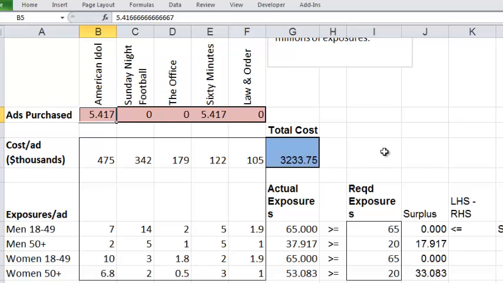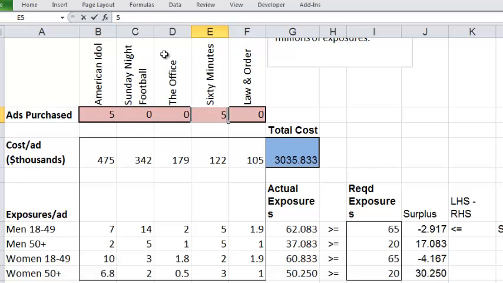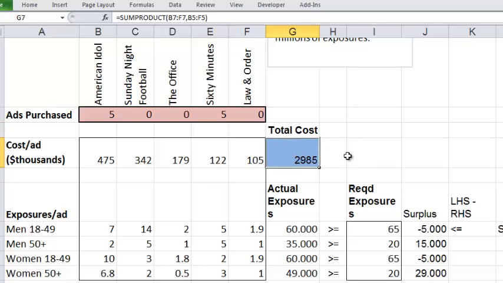Okay, well, what if I just round the values? So 5.417, rounding it will give us 5, and this also will give us 5. Okay, so how about that? So the total cost is now $29.85. Now, does it satisfy all the constraints? Nope. In Men 18-49, required exposures is 65, and we're reaching only 60. So you can see you got a negative surplus. And then here too, 60, but you need at least 65. So these two constraints are not met with this rounded solution.